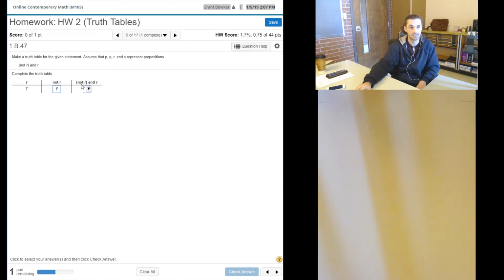Now we're connecting not R and R with this and connector. So not R is false, where R is true. Well, an and statement is only true if both pieces are true. Recognize R is true, however, not R is false. So we have a false and a true. So it's false because an and statement is only true if all pieces of that and statement are true.